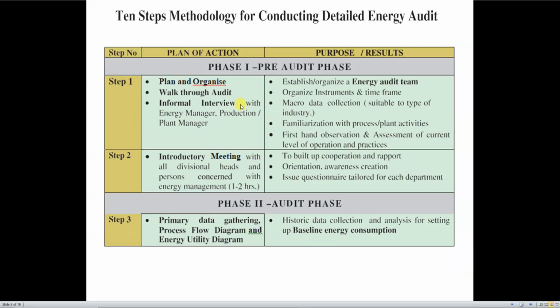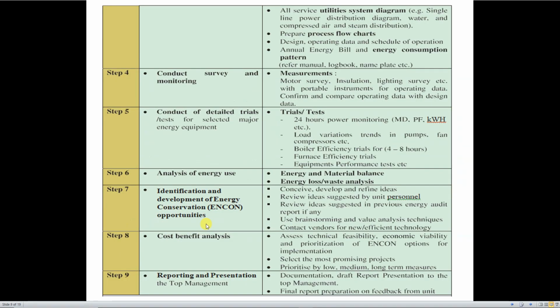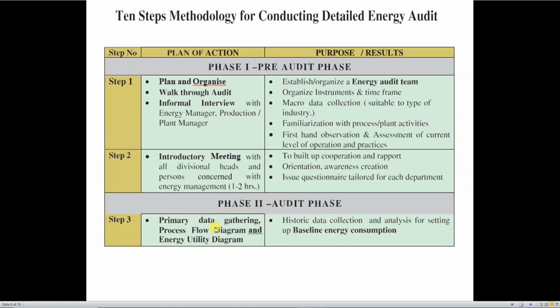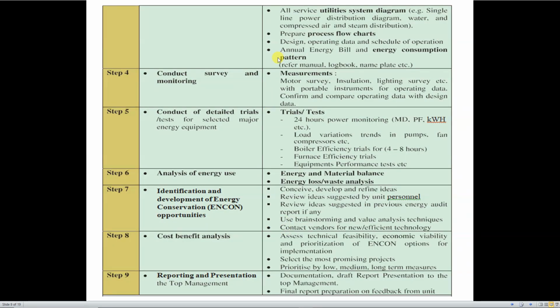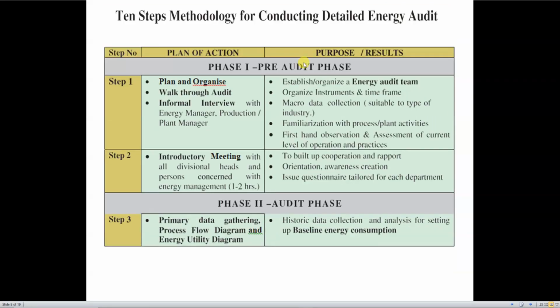In step 3 there is only one action, and by following this action we are going to get 5 different results. The first result is historic data collection. By primary data gathering, we can find out the historic data, and we can analyze it for setting up baseline energy consumption. So we get a rough idea about how the energy is being consumed.